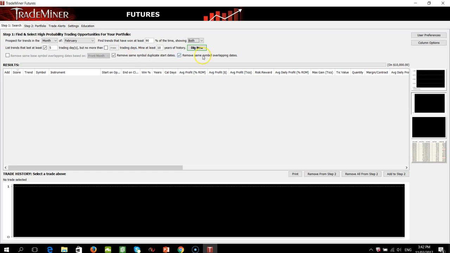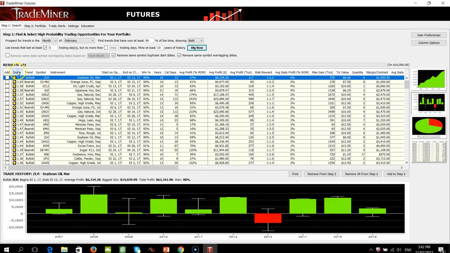There's a few other things here, but you could figure that out when you get the software. You can see it's running through its calculation right now. It's going through the database of data, mining the data, and looking for these profitable trades. So you can see the results, 201, and there's a score. It tells you the trend, the symbol, the instrument, starting on, ending on. When you should get into the trade, when you should get out, the win percentage, number of years, calendar days the trade lasts, average profit, return on money, average profit for the trade, average profit in ticks, risk reward, average daily profit, max gain, and so on and so on.